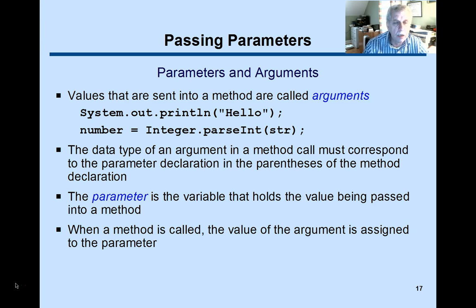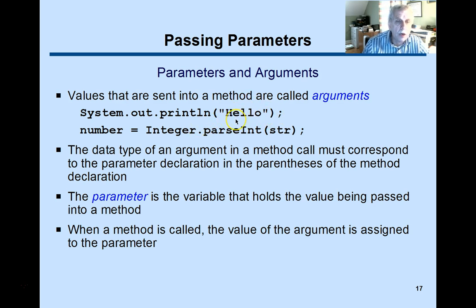Now, having seen a simple example of how a method is declared and invoked, let's turn it up a notch and look at how we actually communicate with a method by passing information or data into that method so that it has something to operate upon. We say that values that are sent into a method are referred to as arguments, so that when we make the call, the data that we provide to the method, we call that an argument.